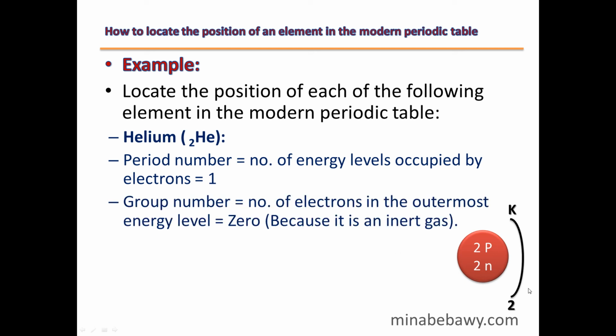And because its outermost energy level is completely filled with electrons, because K is filled with 2 electrons, it is located in group 0. This is because helium is an inert gas. So now we know the exact location of helium in the modern periodic table. So helium is located in group 0 and period 1.